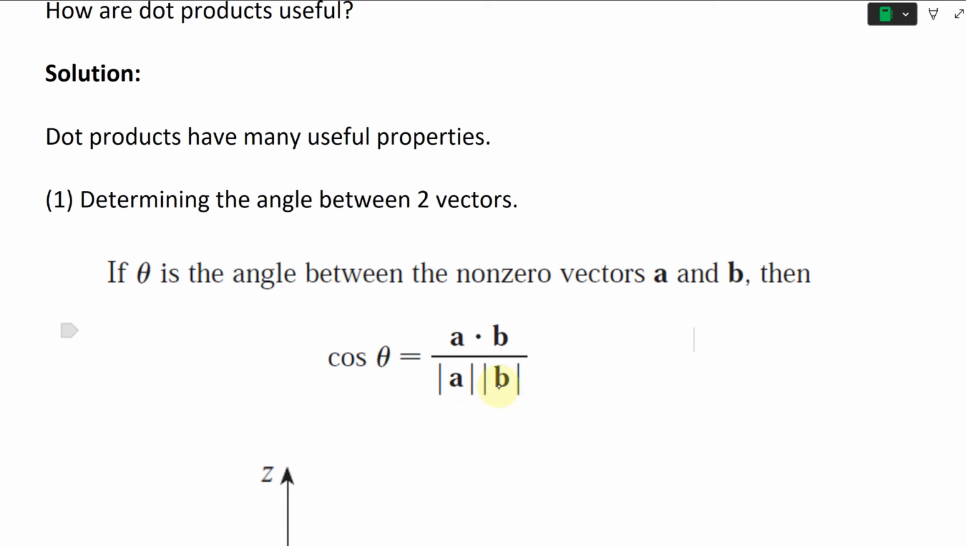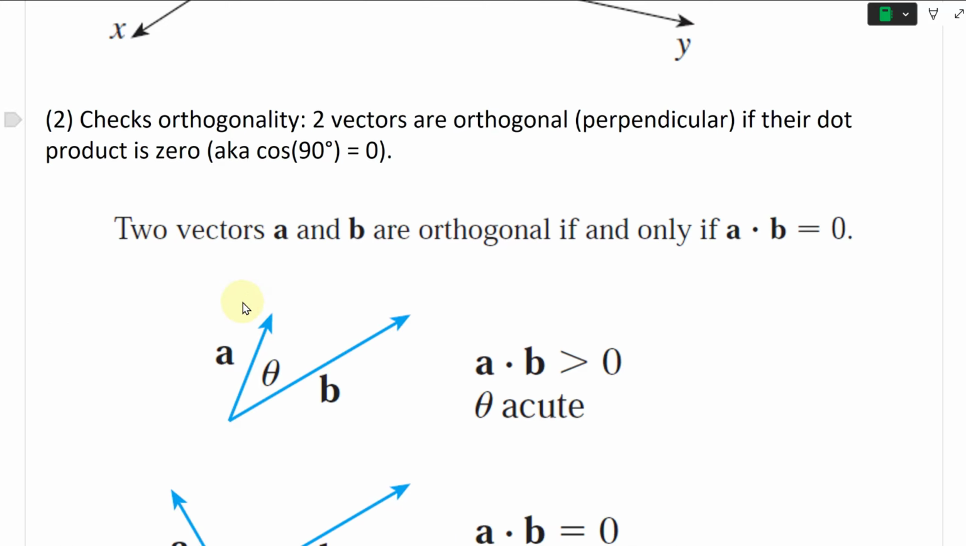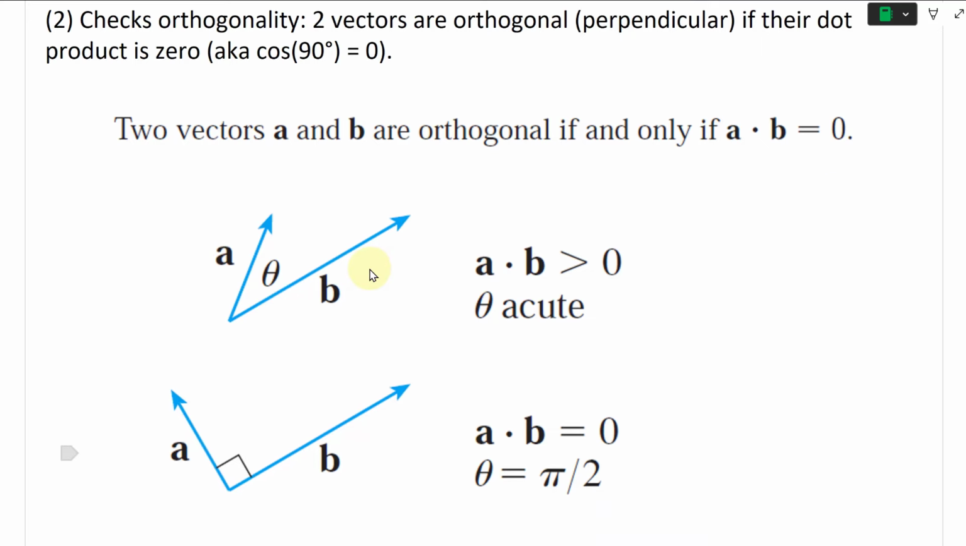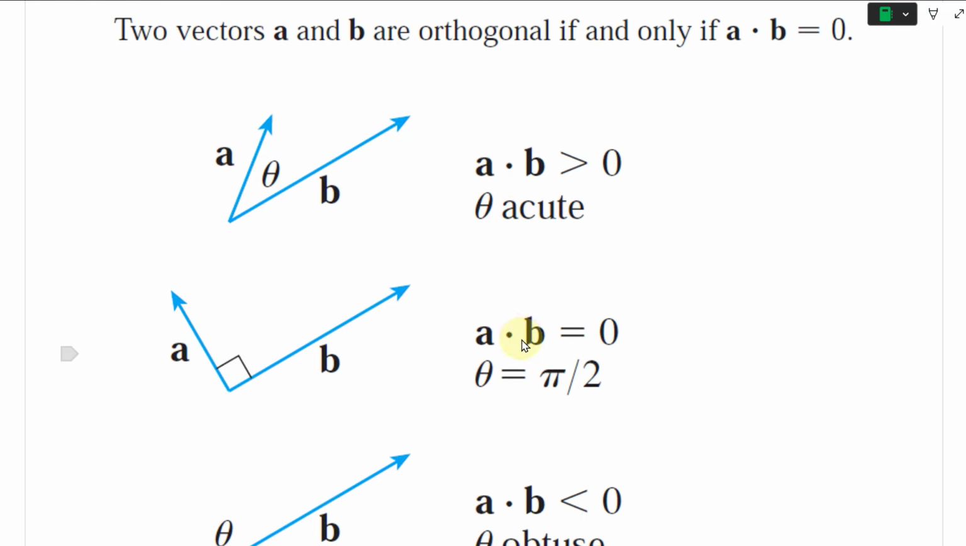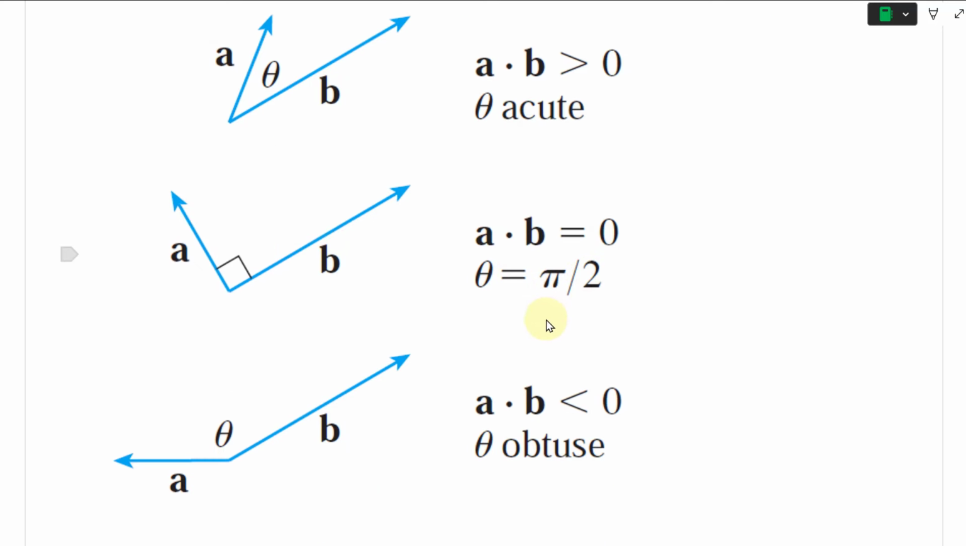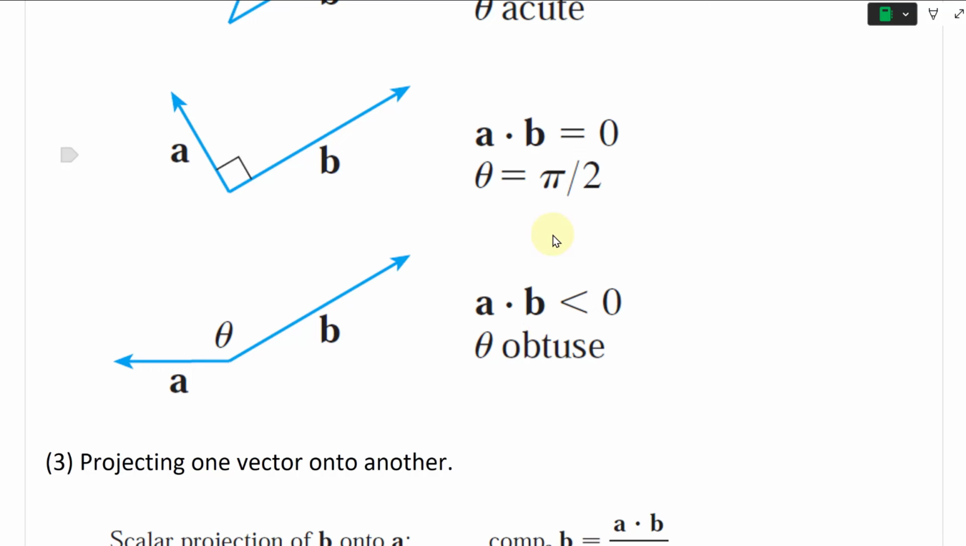The only way it's 0 is if A and B are not 0, otherwise you'd be dividing by 0. So assuming the lengths aren't 0, the vectors actually have a size, these dot products are going to be equal to 0 for perpendicular vectors. So two vectors A and B are orthogonal if and only if the dot product A dot B is equal to 0. And also we can tell that if A dot B is greater than 0, theta is going to be acute. If A dot B is equal to 0, theta is pi over 2 radians, or 90 degrees. And if A dot B is less than 0, then the angle is going to be obtuse.